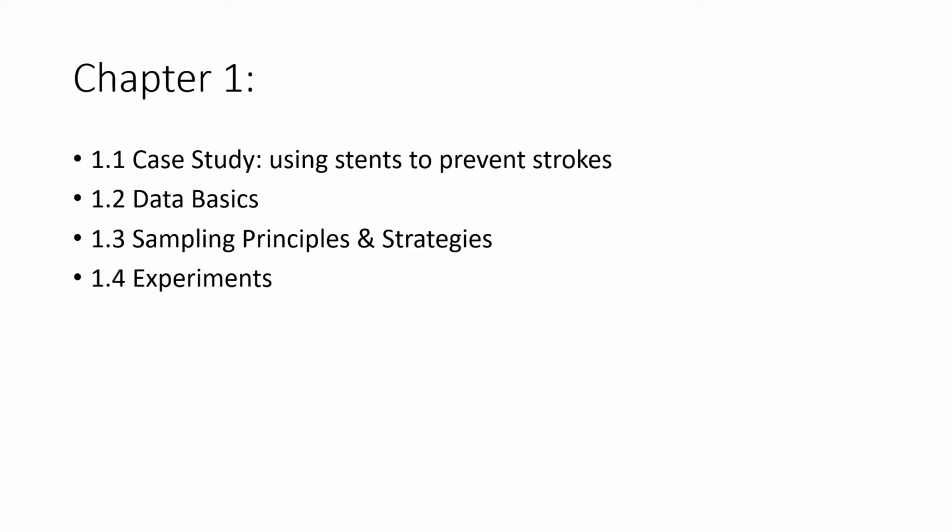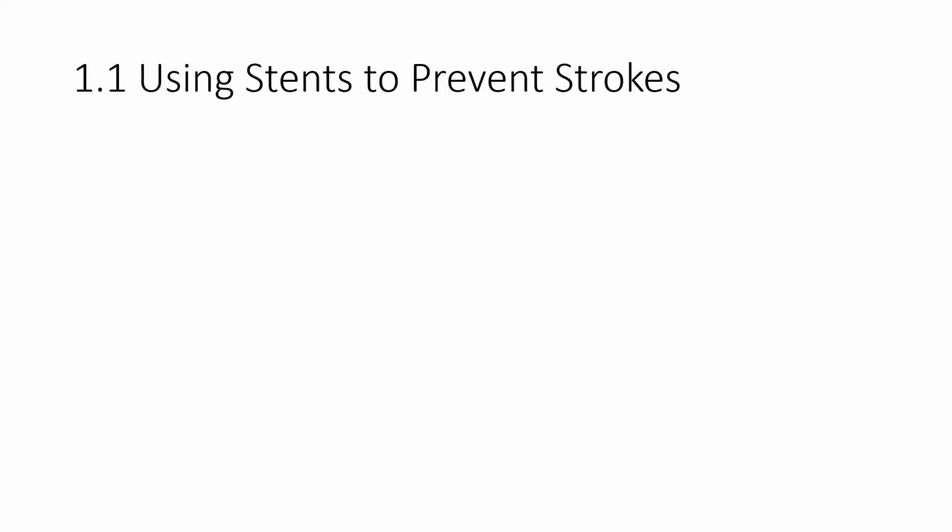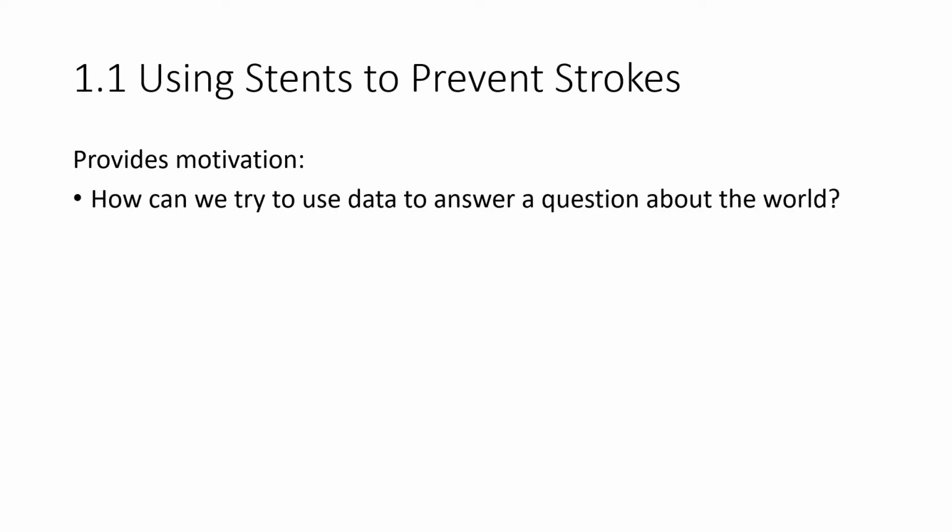Now in chapter 1, we're going to see 4 sections. The first one is a case study about using stents to prevent strokes. This section is used to provide some motivation. Get us to think about how we can try to use data to answer a question about the world.